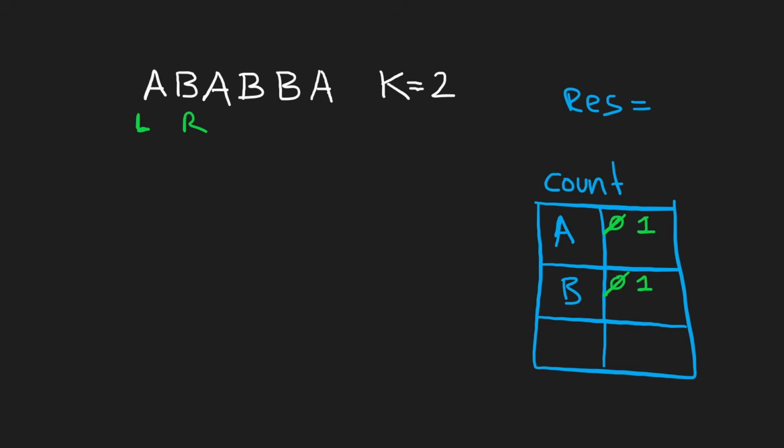So now let's continue. Next, we're going to shift our right pointer to the third character. So now we get another A. So we're going to take the count of A and increment it all the way to 2. And we're basically going to repeat our algorithm.